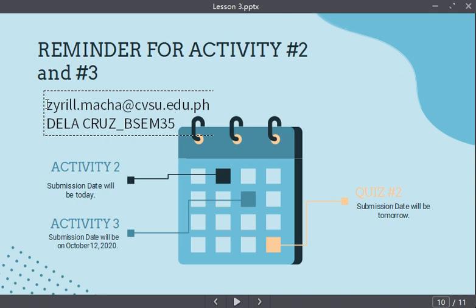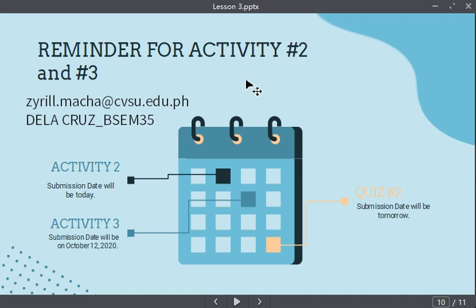And then, for activity number 3, the video, I asked you to make a video explaining all the strategies that you are using when you are solving a problem. And then, after that, you can give some problem solving examples, and then you will use the strategies and techniques that you are using. Okay, and then the submission date for that will be on October 12, 2020.